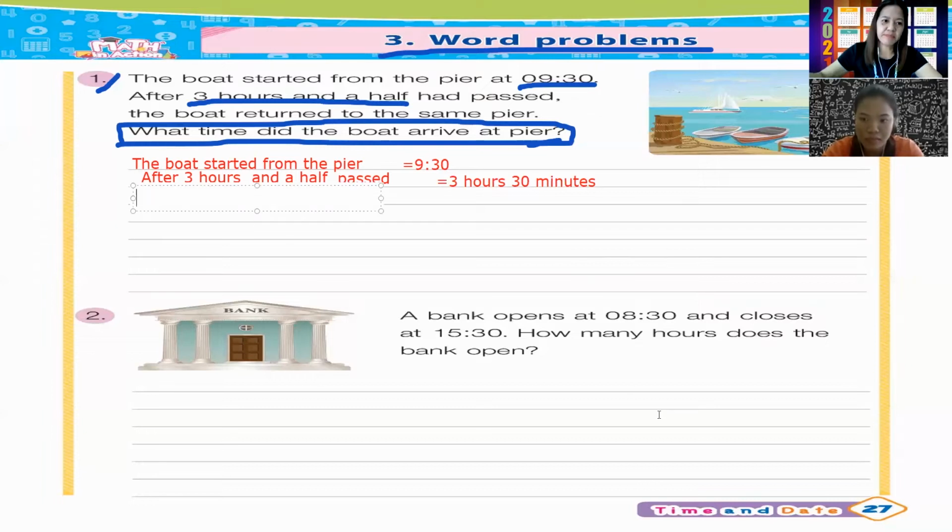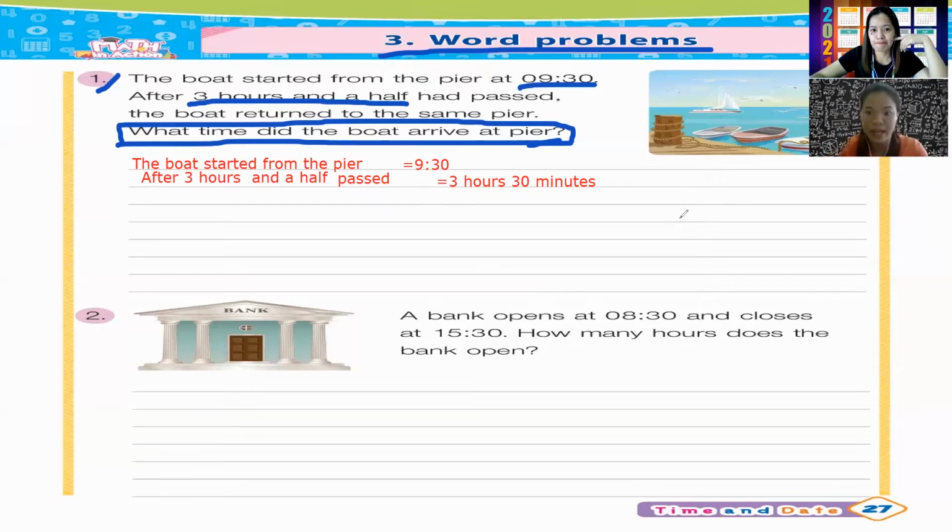So the boat returned to the same pier. So how are we going to solve it? The question is, what time did the boat arrive at the pier? Okay, try to think. I'll give you 1 minute, then think, how are we going to solve this?